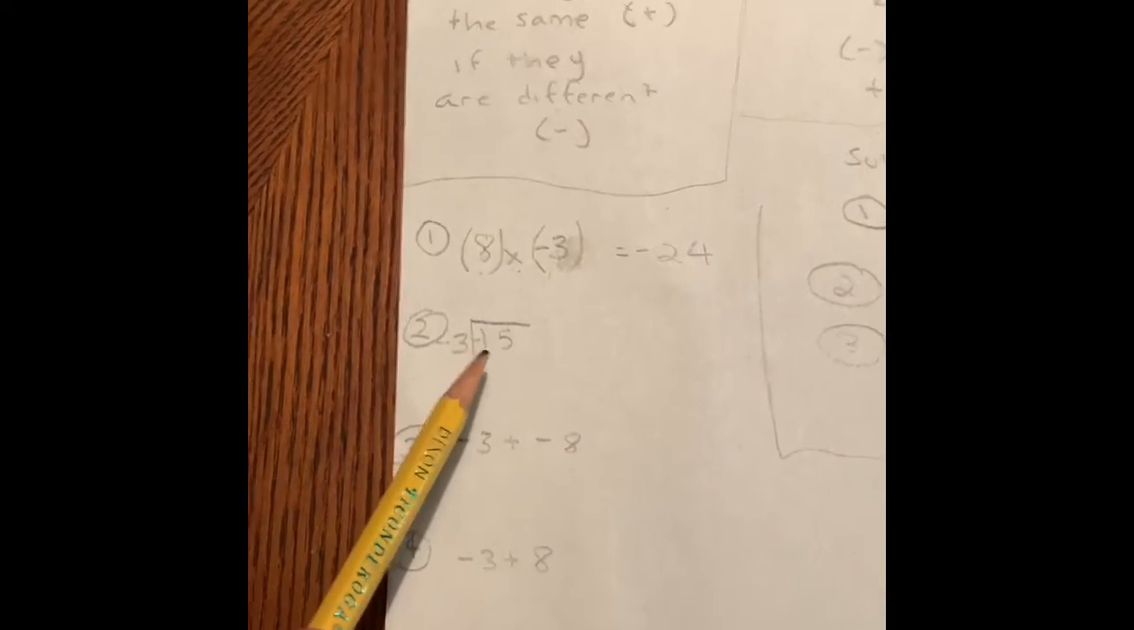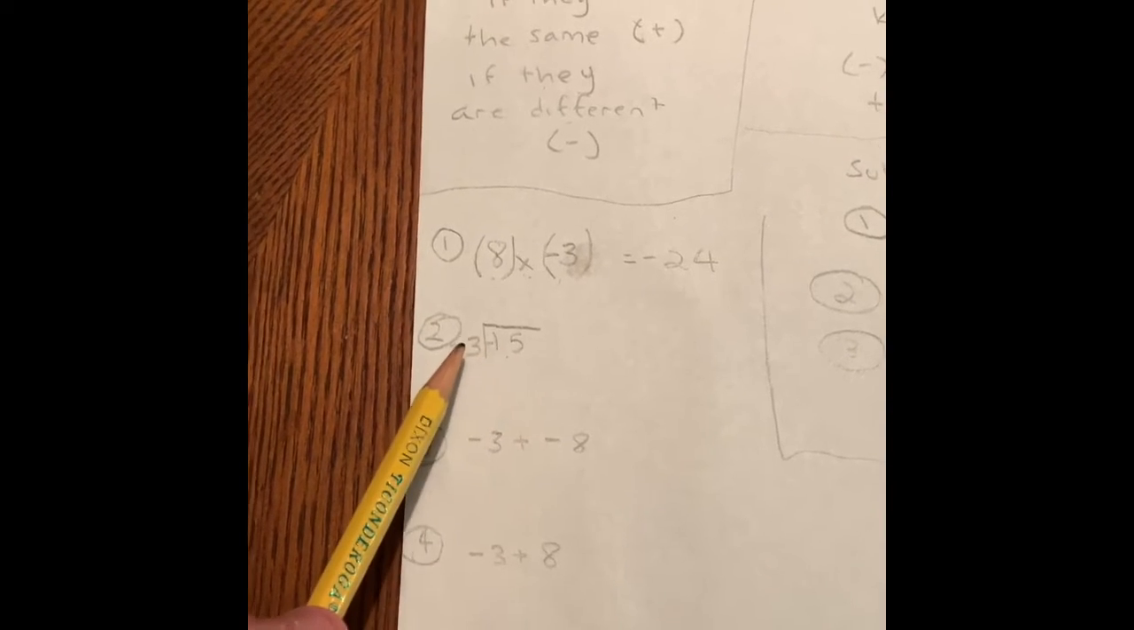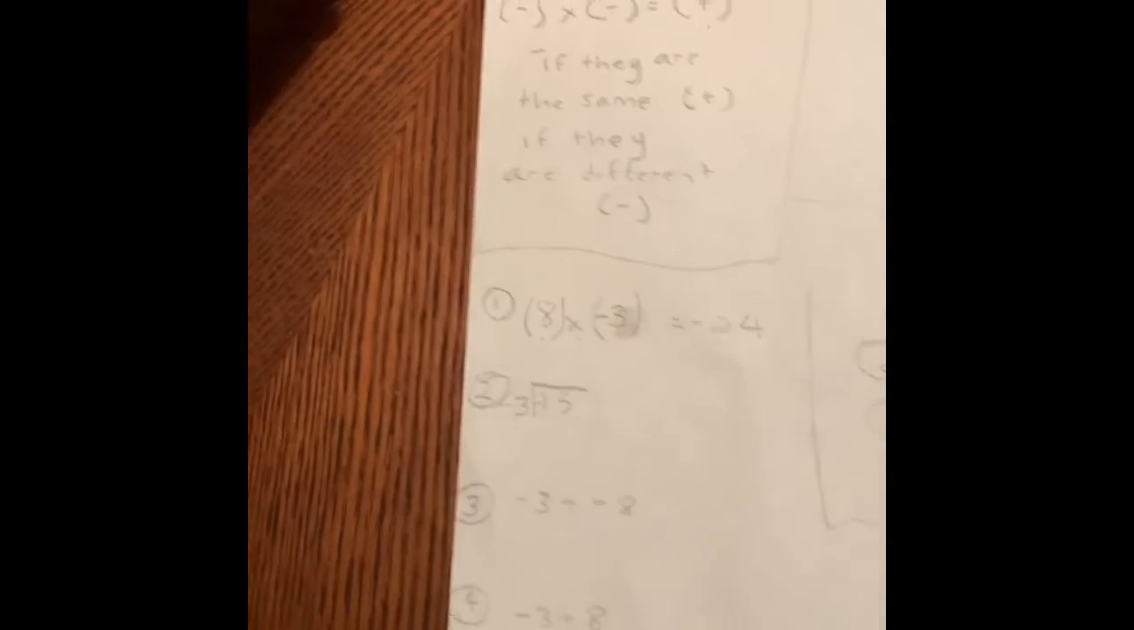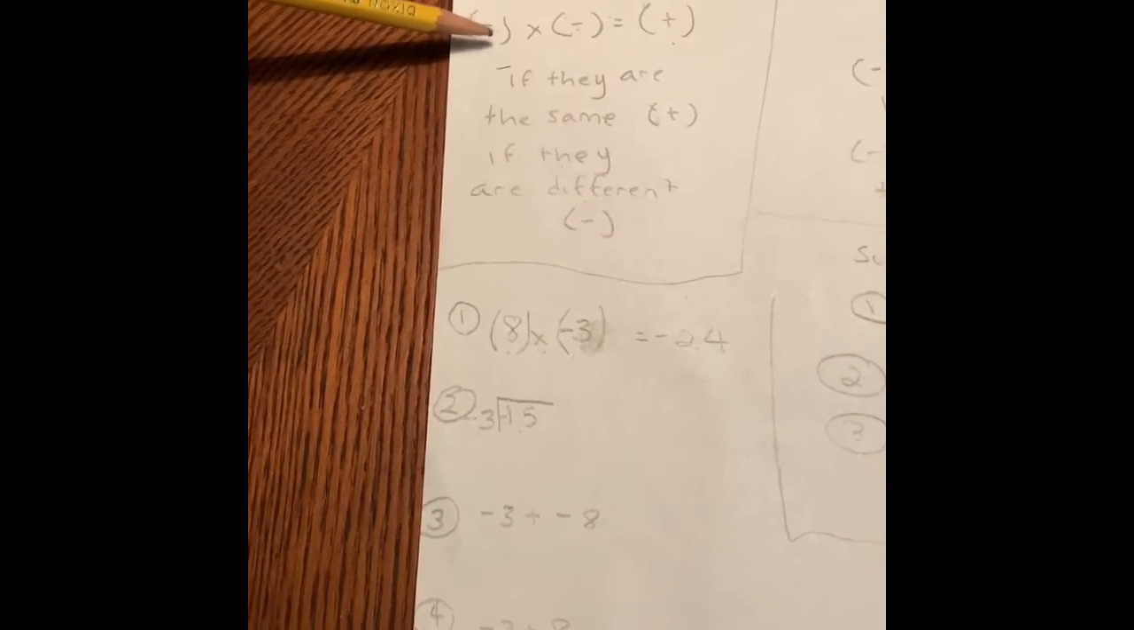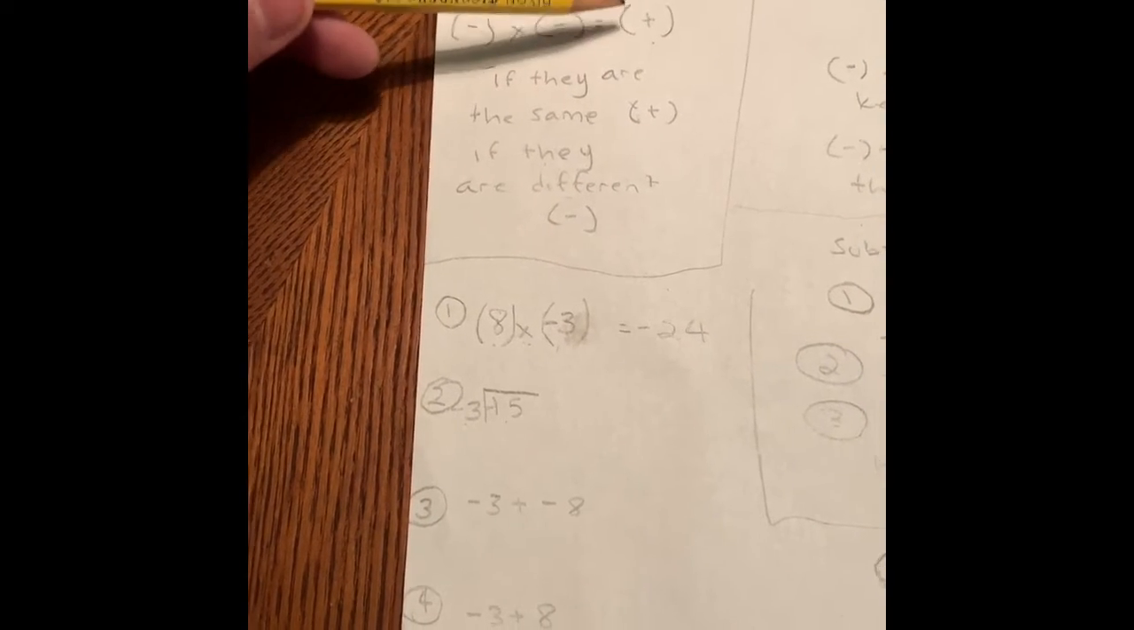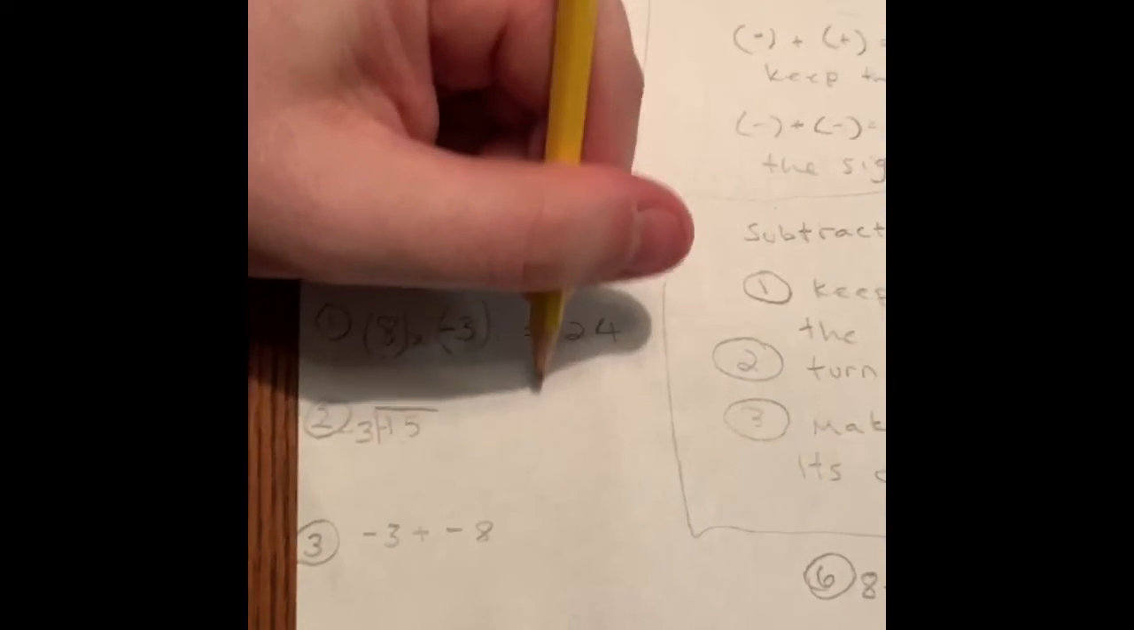Okay, our next one, we have negative 15 divided by negative 3. So once again, I'm using my division and multiplication rules. Negative divided by a negative, my answer will be positive. And 15 divided by 3 will be 5.